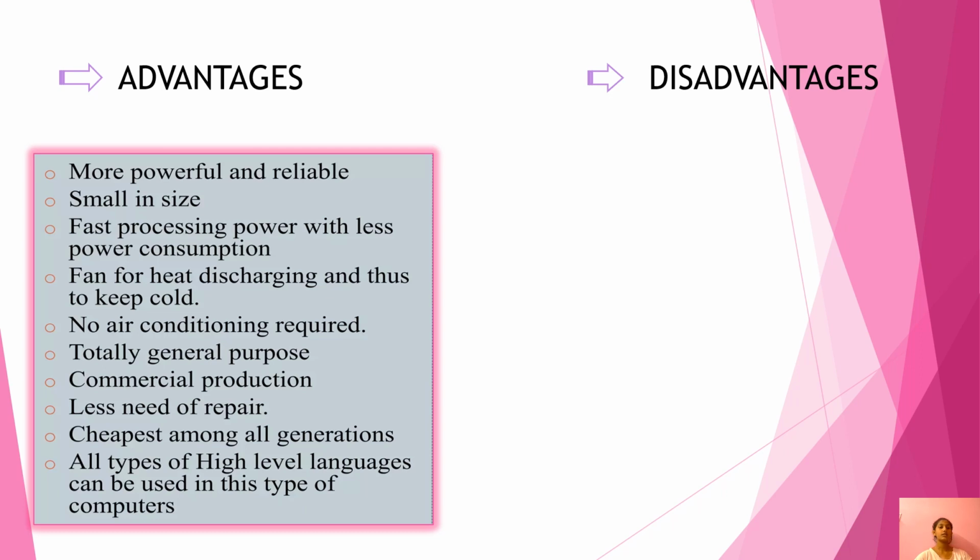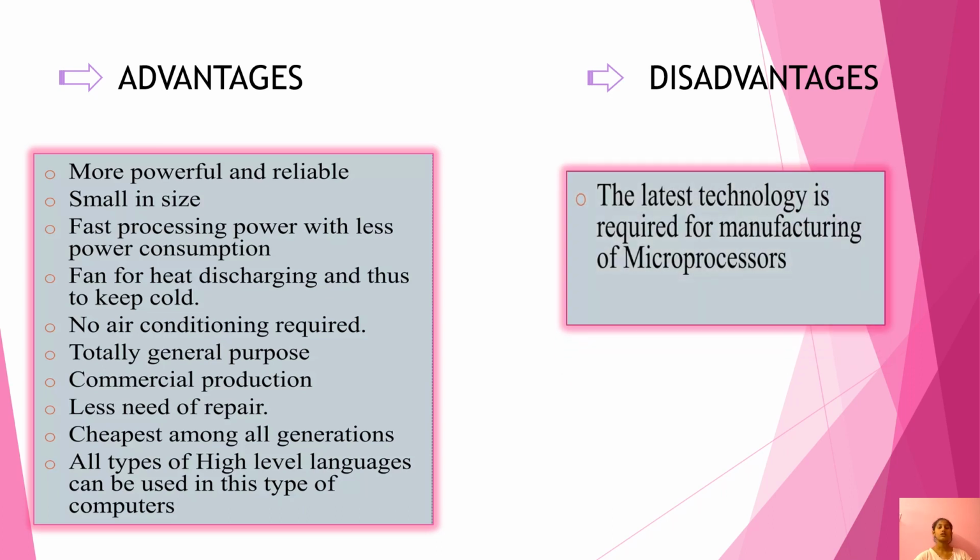So let's go to the advantages and disadvantages of fourth generation. More powerful and reliable, small in size, fans for heat discharging and doors to keep cold, no air conditioning required, totally general purpose, less need of repair, cheapest among all generations, and all types of high-level languages can be used in these computers. So let's go to disadvantages. The latest technology is required for manufacturing of microprocessors.